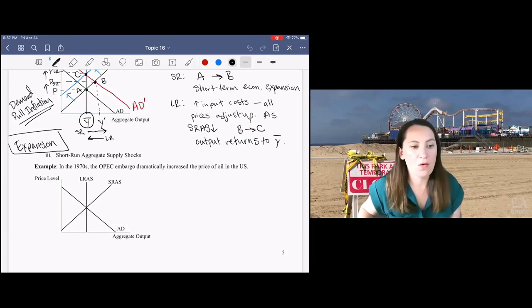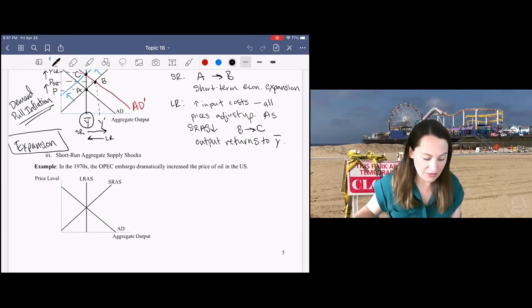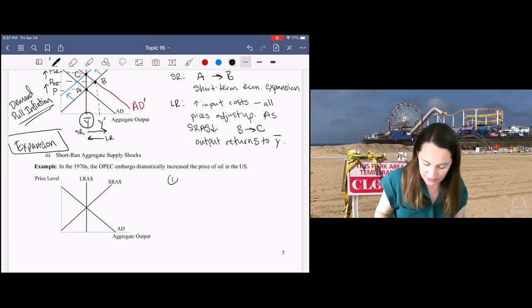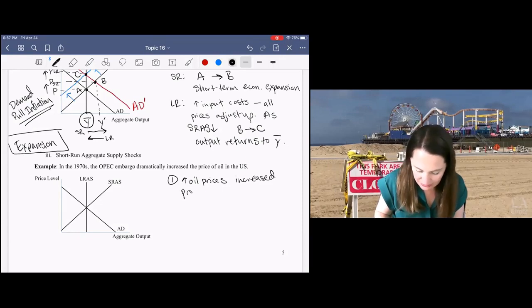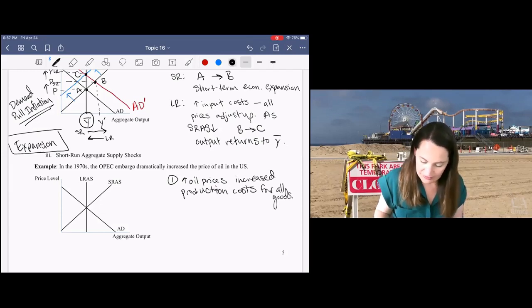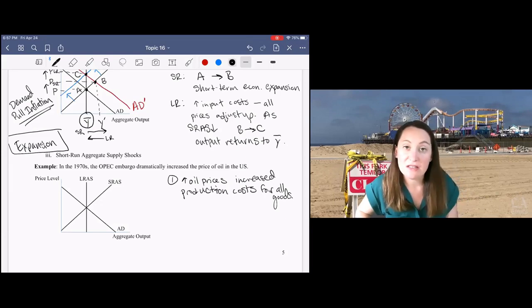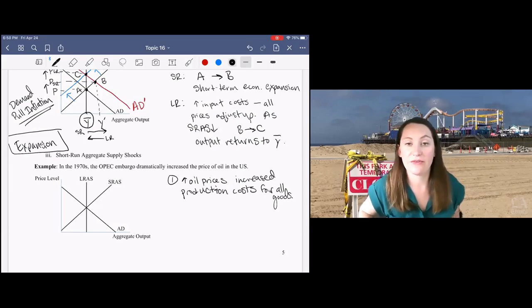But here we're talking about oil, and what happened is that the price of oil increased dramatically. That increased production costs across basically all products in the economy. And this led to a decrease in the short-run aggregate supply curve, or an inward shift in short-run aggregate supply.